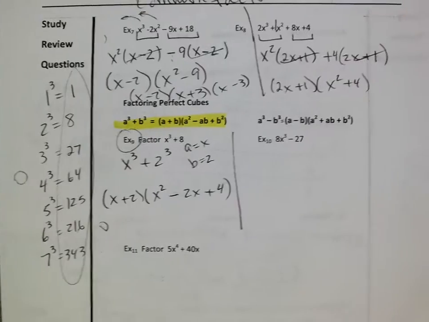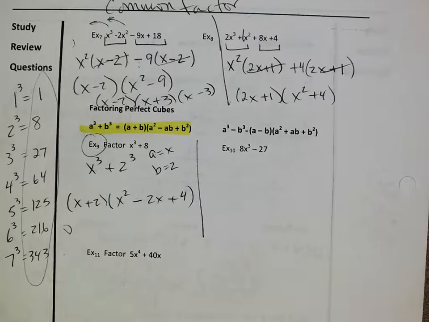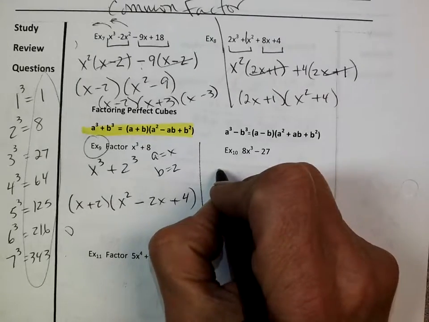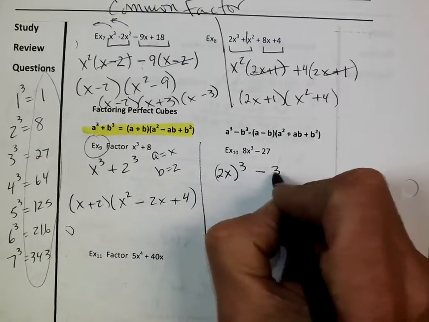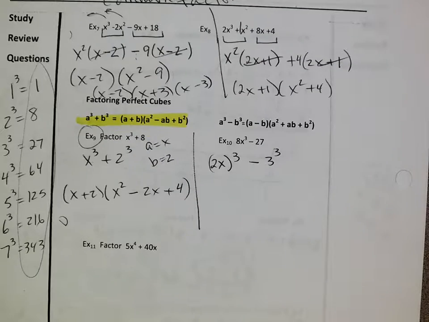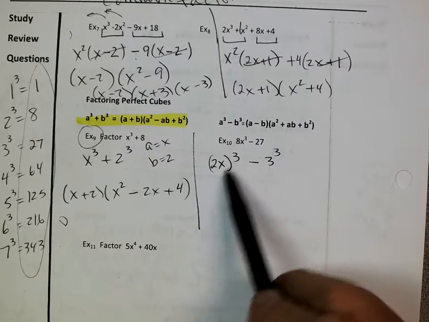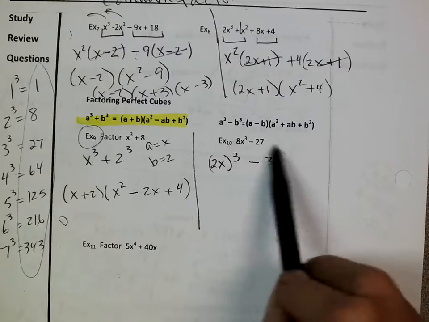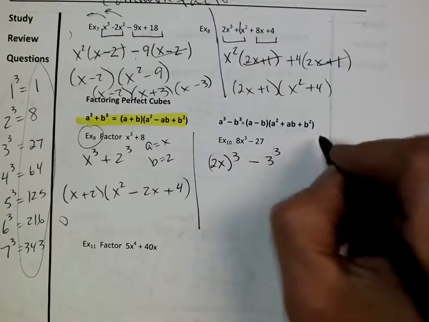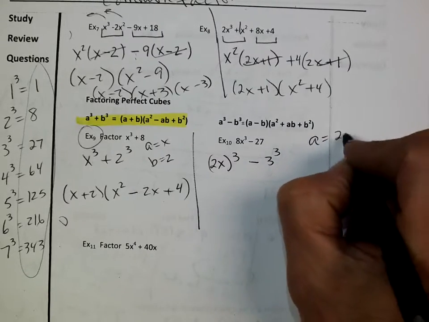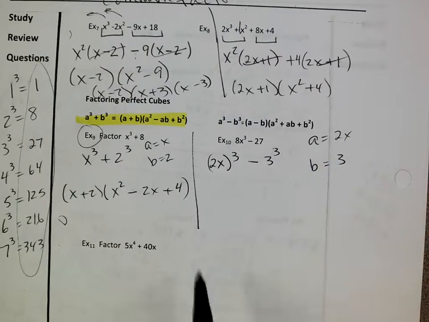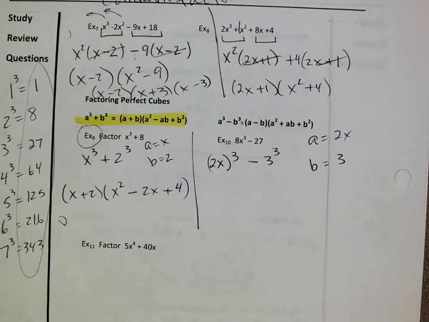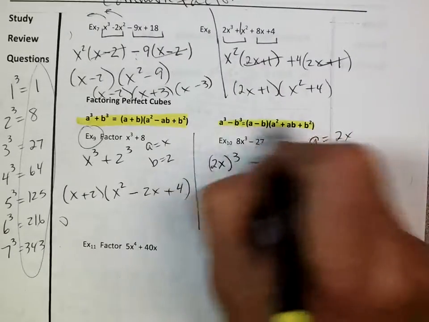All right, example 10. Same thing, except it's got a minus. So let me rewrite this as 2x cubed minus 3 cubed, okay? You with that? 2x cubed minus 3 cubed, because that's my 27. So now here's what I know. In this case, my a is 2x, and my b is 3. And then all we have to do is just plug it into our formula.